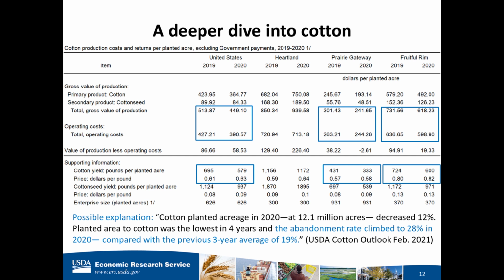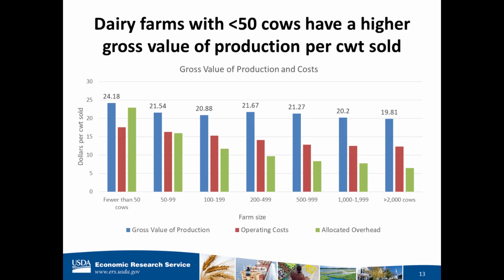The abandonment rate in the United States climbed to 28% in 2020, and the average for the previous 3 years was 19%. Specifically for 2019, it was 15%. So that really is driving the decrease in the pounds per planted acre that we're seeing in the estimates. So here is a clear example where we have the estimates and we have existing research that supports our estimates. Let us transition into a livestock enterprise.